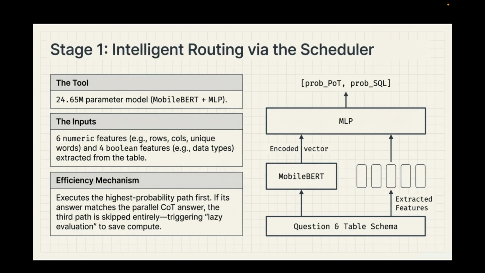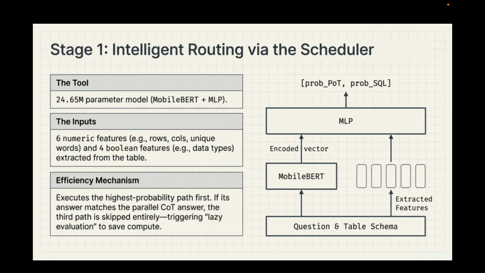This slide focuses on the scheduler, which is a lightweight but important component. The scheduler's job is to predict which reasoning path is more promising for a given question and table. More specifically, it helps decide whether the system should prioritize POT or text to SQL. It uses simple but useful information from the input, like the shape of the table and the characteristics of the question. Based on that, it estimates which reasoning path has a better chance of producing the correct answer.